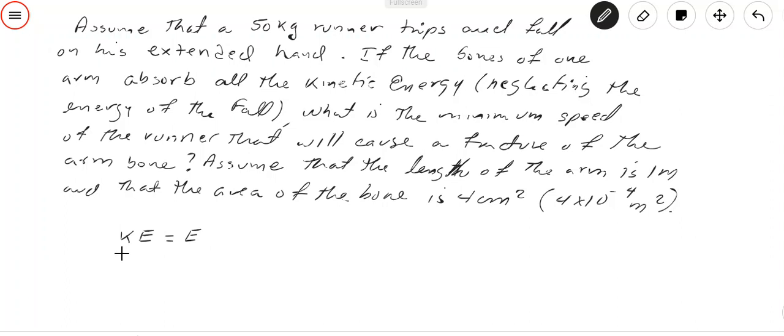So this KE here is the kinetic energy that is depending on the speed of the guy that is running and his mass, right? And here we have the energy absorbed by the bone at the point of compressive fracture.